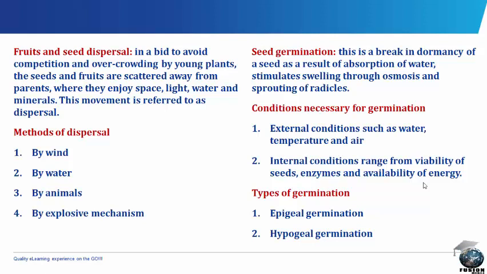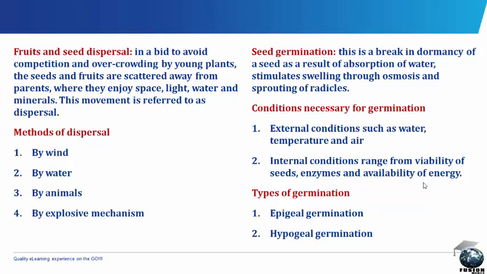There are two types of germination: 1. Epigeal germination and 2. Hypogeal germination. The epigeal germination involves the cotyledon shooting above the soil surface. Example is the beans. The hypogeal germination is a situation where the cotyledon does not shoot above the soil surface. An example of this is maize and African yam bean.